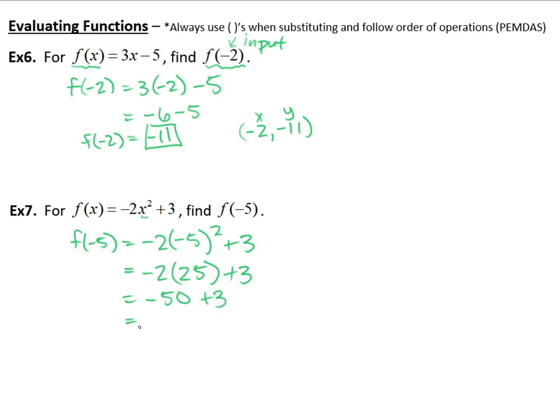And then finally we can add or subtract here. -50 and positive 3 gives us -47. So again, when we plug in -5 for x into this function, we get back -47 for y. So if we were graphing, we know this point would be somewhere on my graph. Left 5, down 47. These are x and y values.